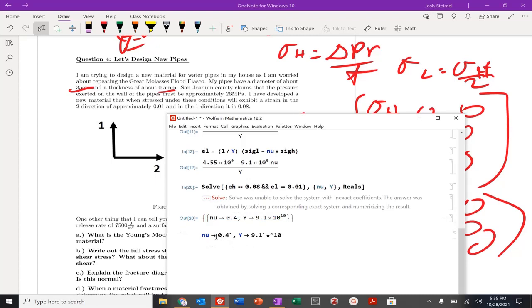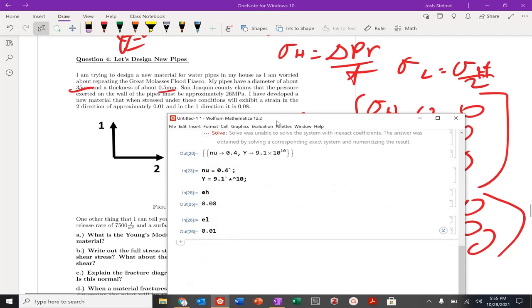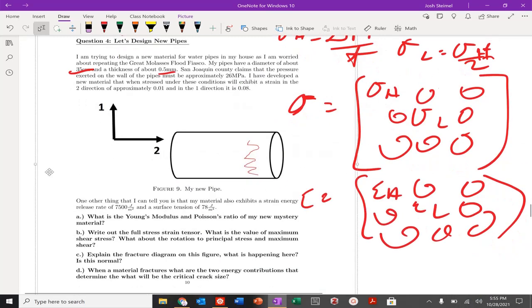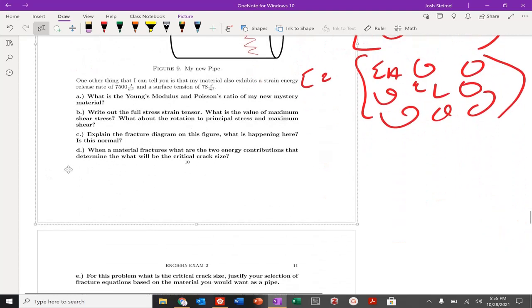So anyways, we can get those values, and we find the following. Y equals this. Let's hide those outputs. So I can look at my epsilon H, epsilon L, and get all those values. Fantastic. So we found the Young's modulus, found the Poisson's ratio. Now let's write the full stress and strain tensor. We have those values. What's the maximum value of shear stress?